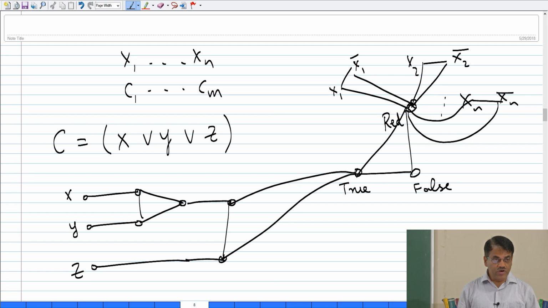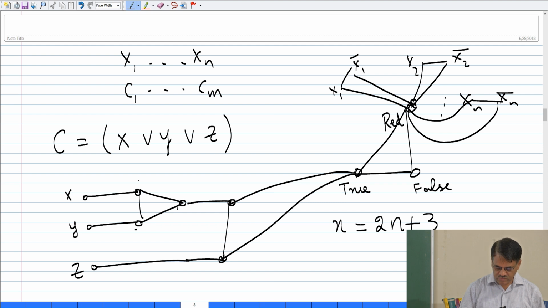So the number of vertices in my graph is 2n, because there are n variables with xi and xi bar, plus red, true and false, that's 3 more, plus for every clause I am adding 1, 2, 3.